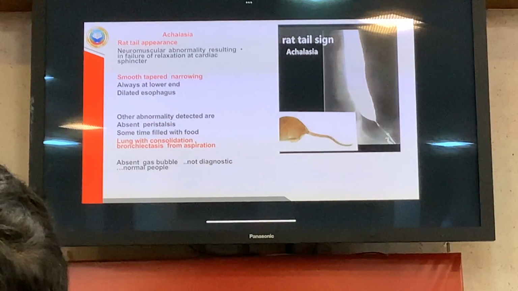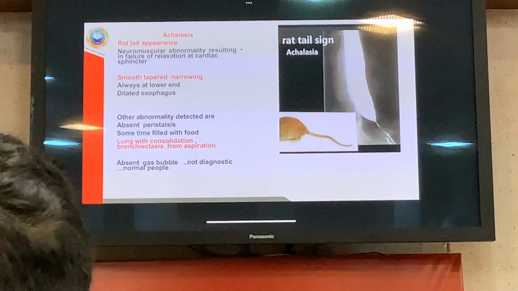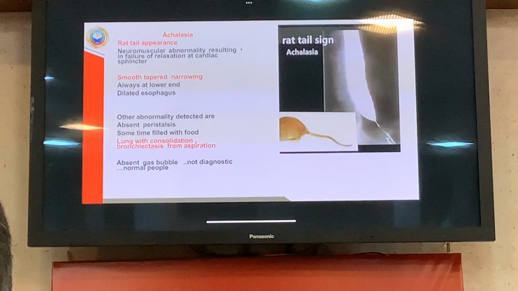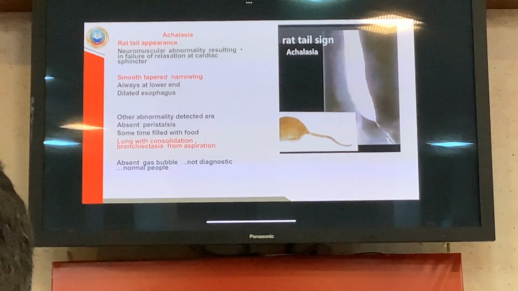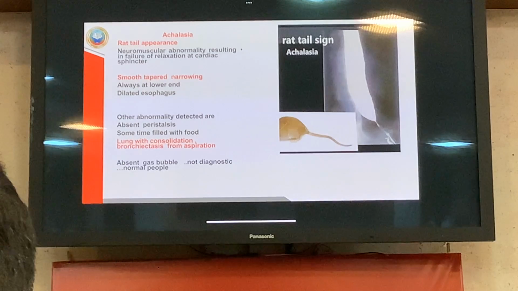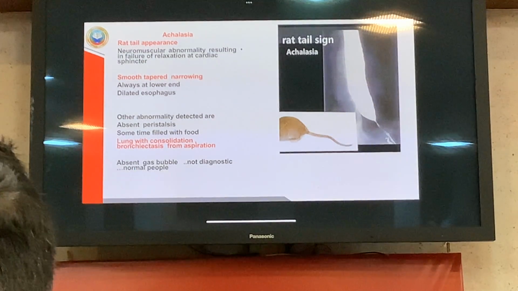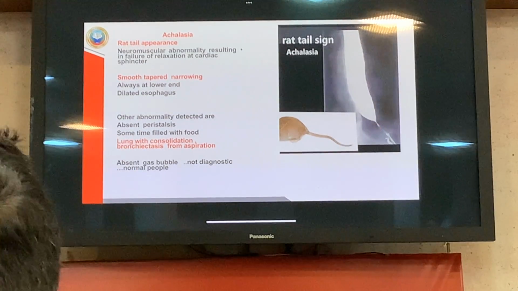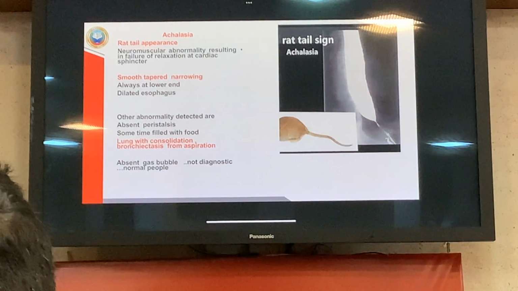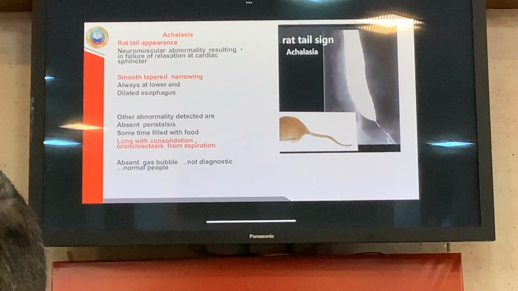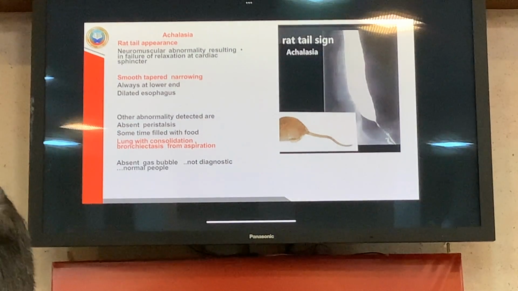The achalasia is similar to the rat tail appearance. It is a neuromuscular abnormality resulting from the failure of the relaxation of the distal part of the esophagus. It has smooth tapered end, if you look for this. Many patients with this achalasia may have another abnormality related to the aspiration, so the patient may have consolidation and bronchiectasis related to the aspiration.